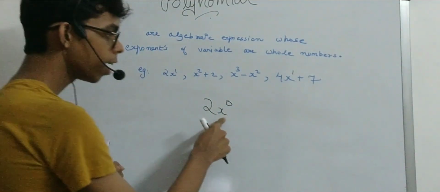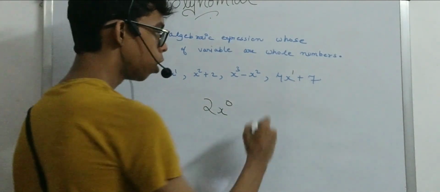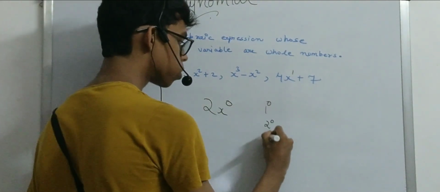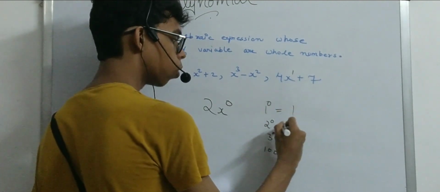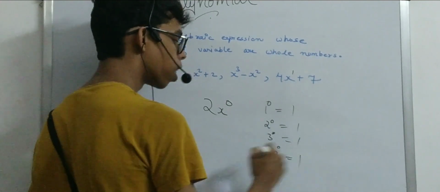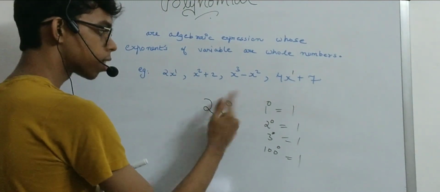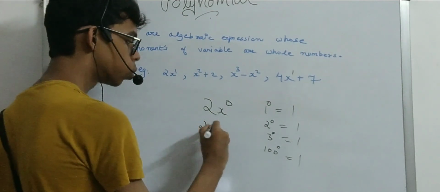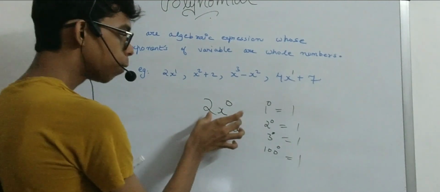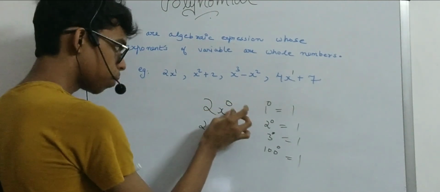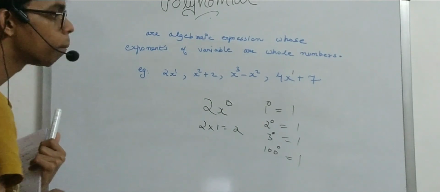Why? Because we know that any number raised to 0, if I say 1 raised to 0, 2 raised to 0, 3 raised to 0, 100 raised to 0, any number raised to 0 is always equal to 1. So similarly, when I write 2x raised to 0, x raised to 0 means 1. So 2 into 1 is itself 2. And we have learned that if the exponent, the power, is a whole number, then definitely it will be a polynomial.